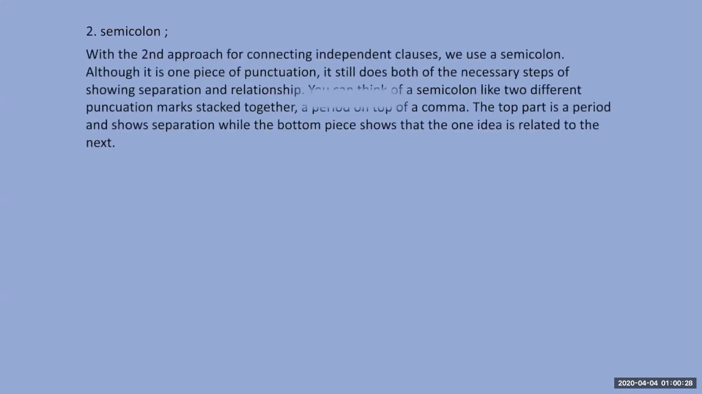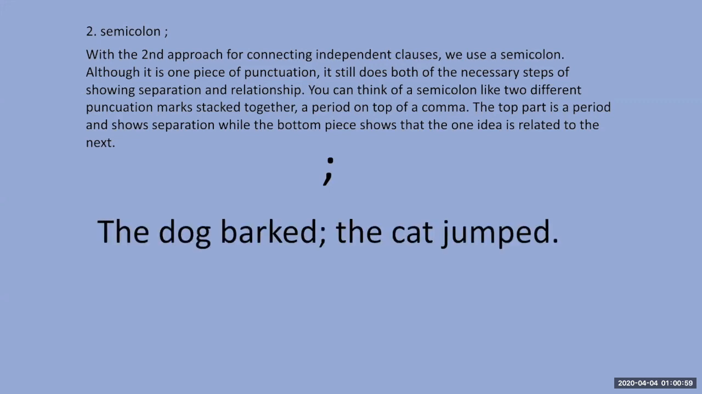2, the semicolon. With the second approach for connecting independent clauses, we use a semicolon. Although it is one piece of punctuation, it still does both the necessary steps of showing separation and relationship. You can think of a semicolon like 2 different punctuation marks stacked together, a period on top of a comma. The top part is a period and shows separation, while the bottom piece shows that one idea is related to the other.